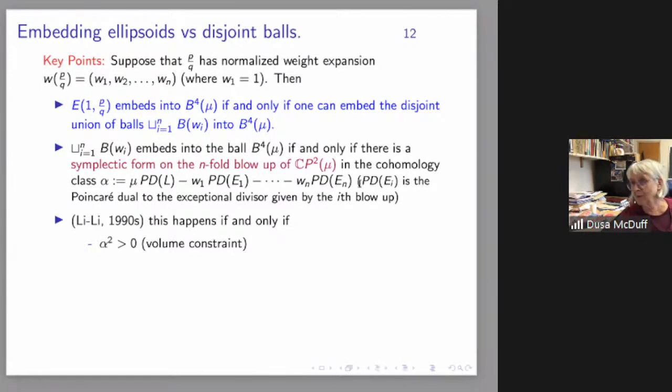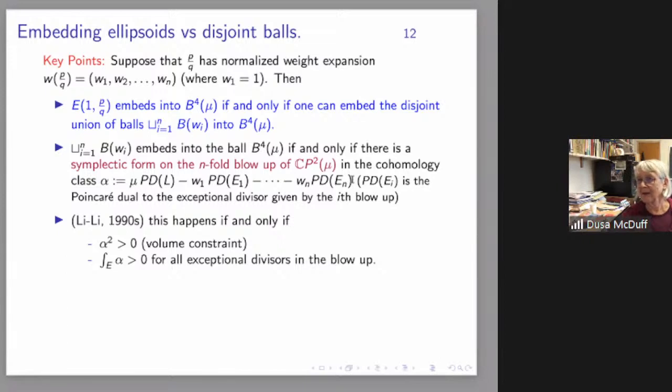Well, it's got to have positive volume, so alpha squared has to be positive. And then the other condition is that alpha must integrate to something positive on all the exceptional divisors in the blow up. So if you have a blow up, we've got these standard exceptional divisors which correspond to the points you've blown up, but there are lots of other ones given by, for example, if you take CP2 and you blow up 2 points, then the line through those 2 points becomes an exceptional divisor. So you have a new class, a new exceptional line class.